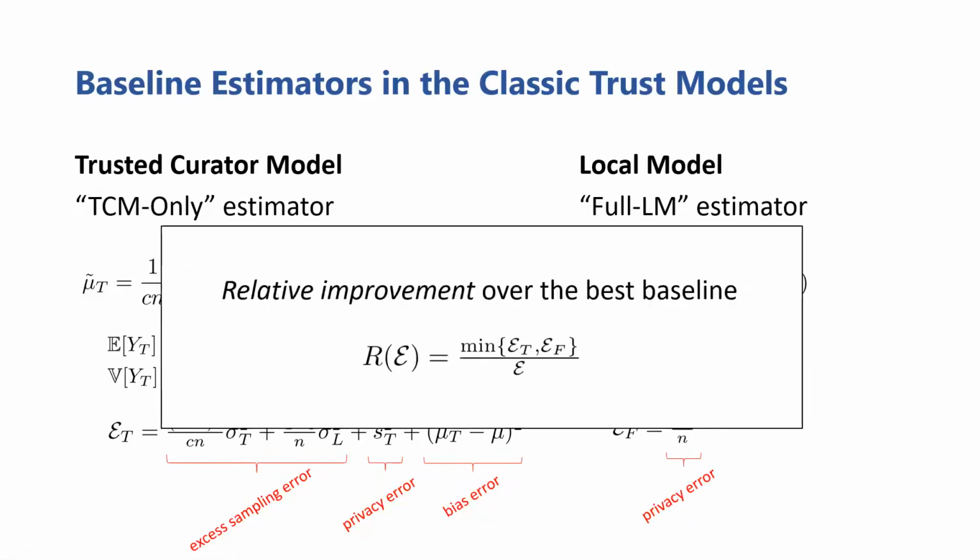So recall that our goal is to design a hybrid estimator that performs competitively against, or preferably outperforms, the baseline estimators. Towards this, we define the relative improvement of a hybrid estimator over the best baseline estimator as this ratio between the better of the two baselines' errors and the error of the hybrid estimator.